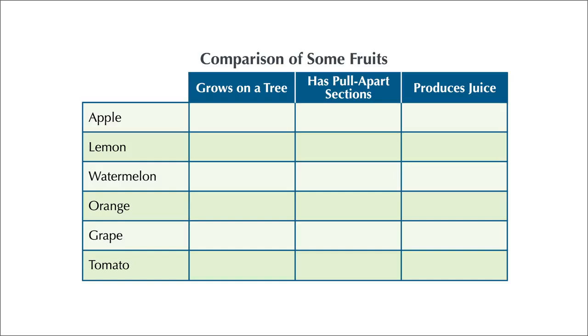How did you do with this activity? Perhaps you chose apples, lemons, and oranges as fruit that grows on trees, and noted that lemons and oranges have sections. And maybe you've never thought about it this way, but whether you enjoy all these different kinds of juice or not, all fruit listed can be turned into juice.